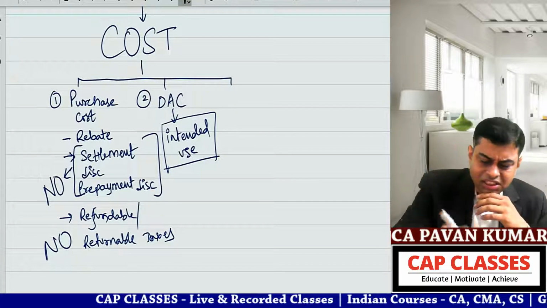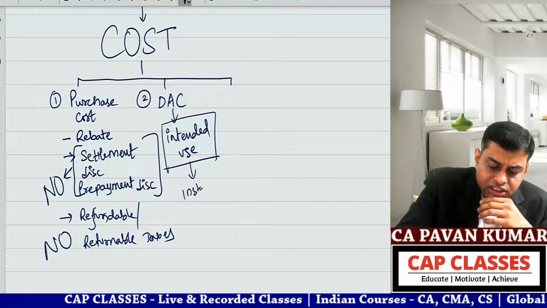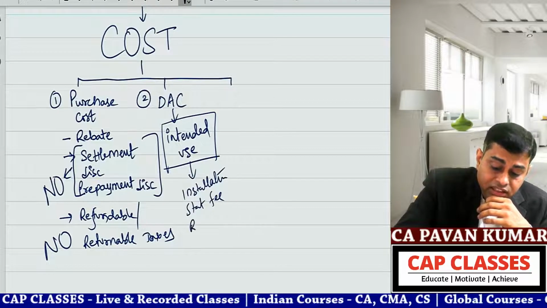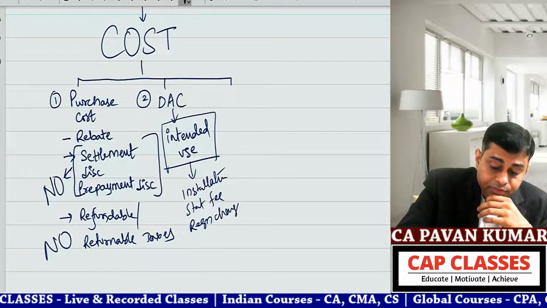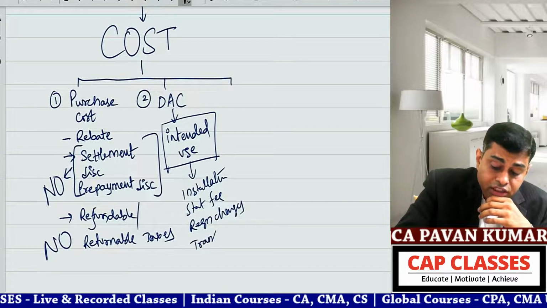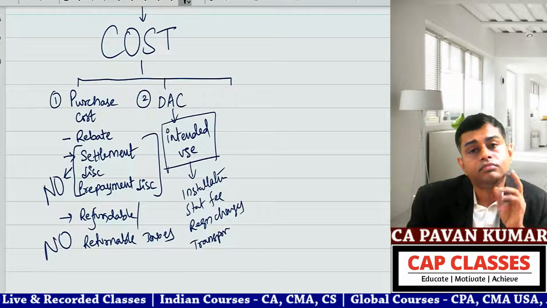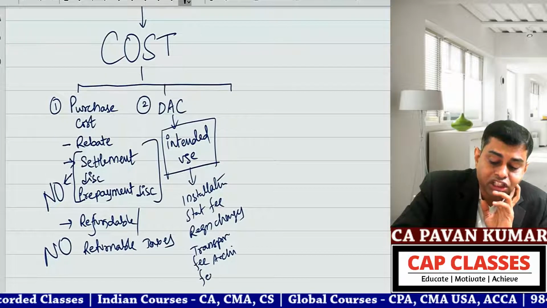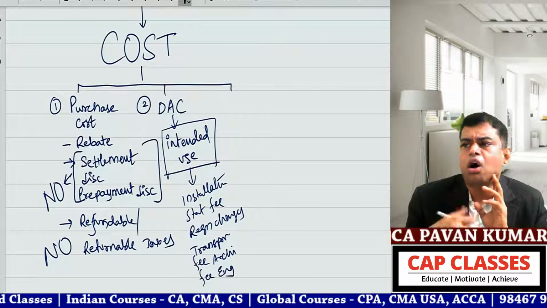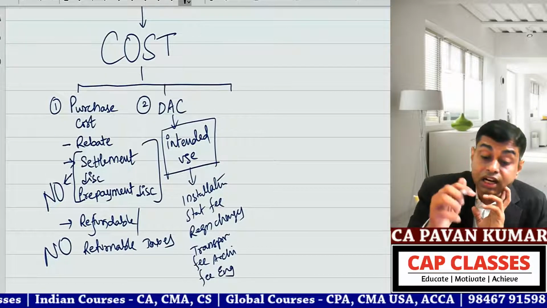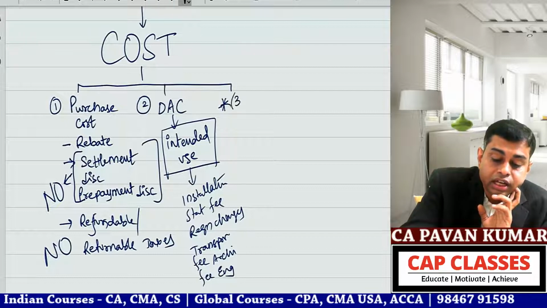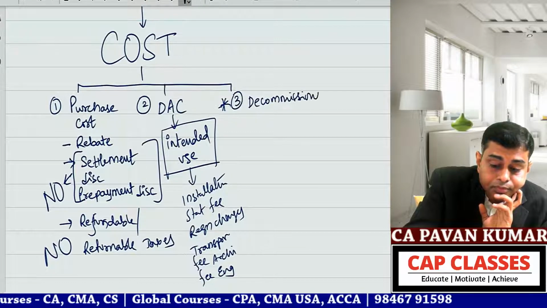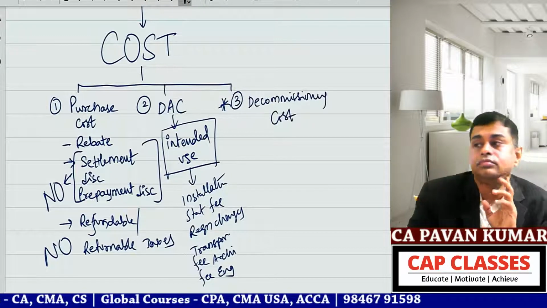3, installation charges. Okay, statutory fees, registration charges. Then transportation charges. Okay, fee paid to architect, fee paid to engineer, etc. All these things can be capitalized. Third one is put a star mark. 3, decommissioning cost.